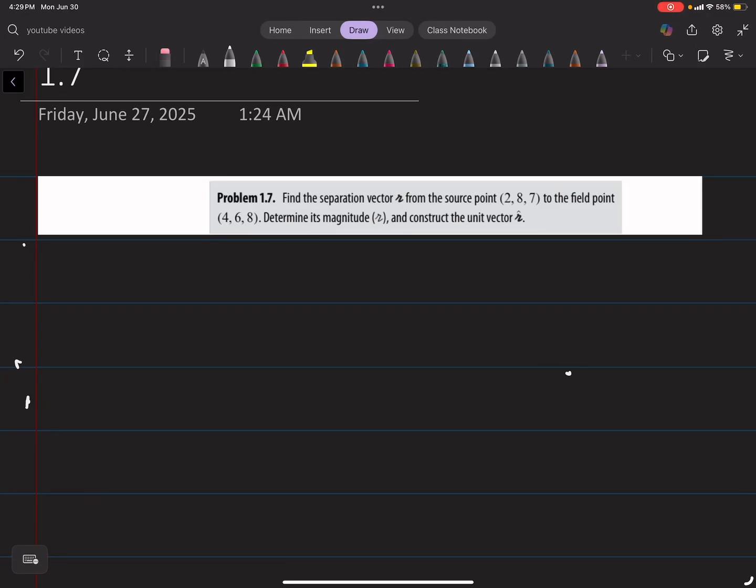Okay, this is problem 1.7 out of Griffiths' Introduction to Electrodynamics. And this one works with that funny looking script R vector that comes up throughout the entire book, so it's good to be comfortable with it.